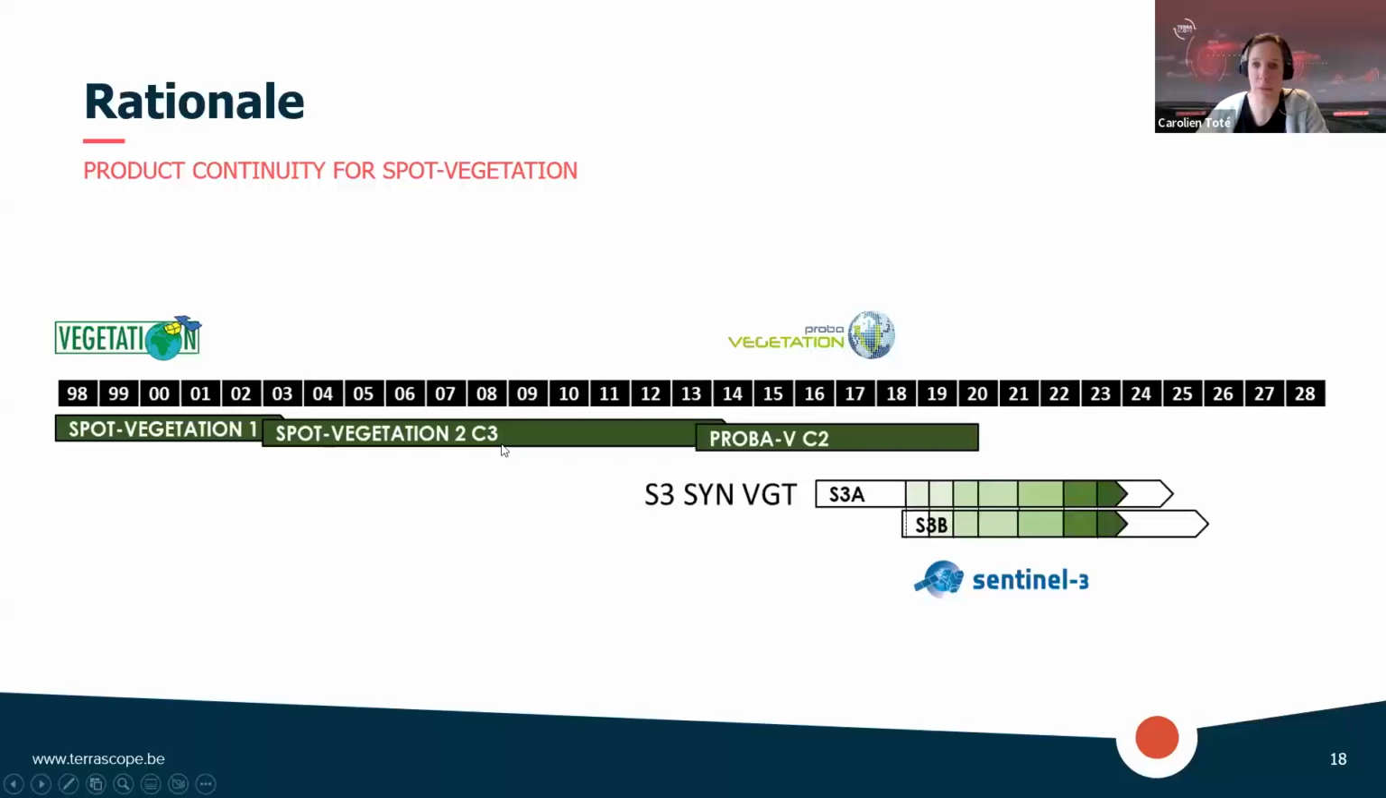It's on Terrascope. PROBA-V was developed as a follow-up of the SPOT-VGT mission and as a gap filler between SPOT-VGT and Sentinel-3. So the PROBA-V channels are very similar to those on SPOT-VGT. PROBA-V collection 2 was released to the public last year.